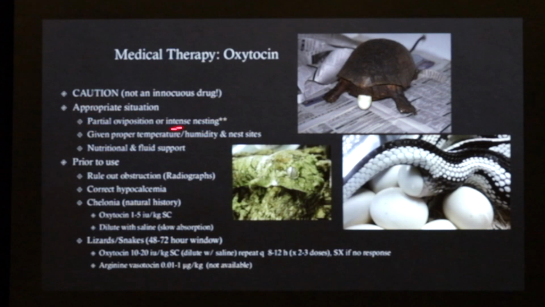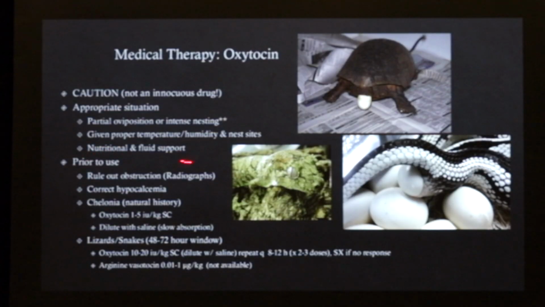So either they've laid maybe part of a clutch or given birth to some babies, so we know that they're ready, that they're primed, and that the hormones are saying, hey, this is the time to produce. So a good time to use oxytocin, knowing that things are ready. We have to make sure that, again, we've tried all the other things that would normally work. We have to make sure we've got them hydrated.